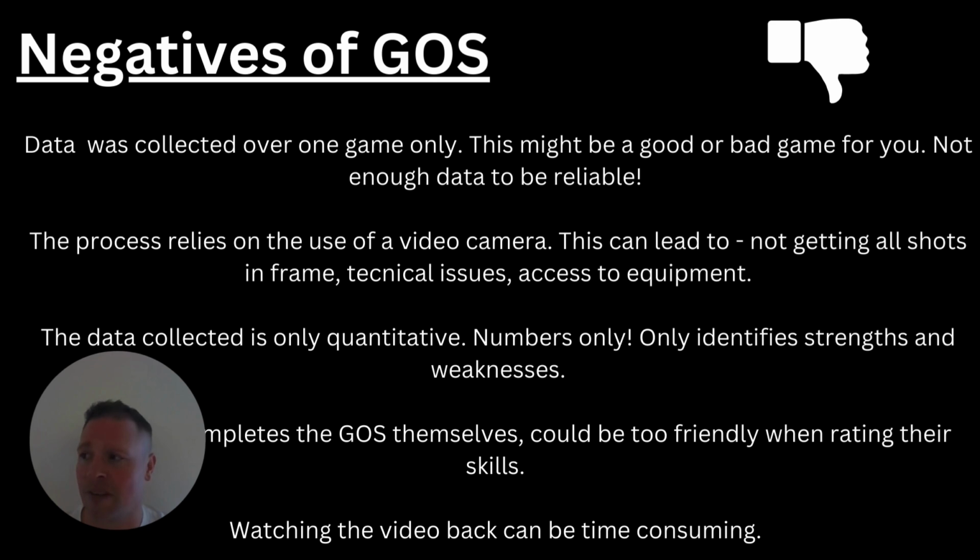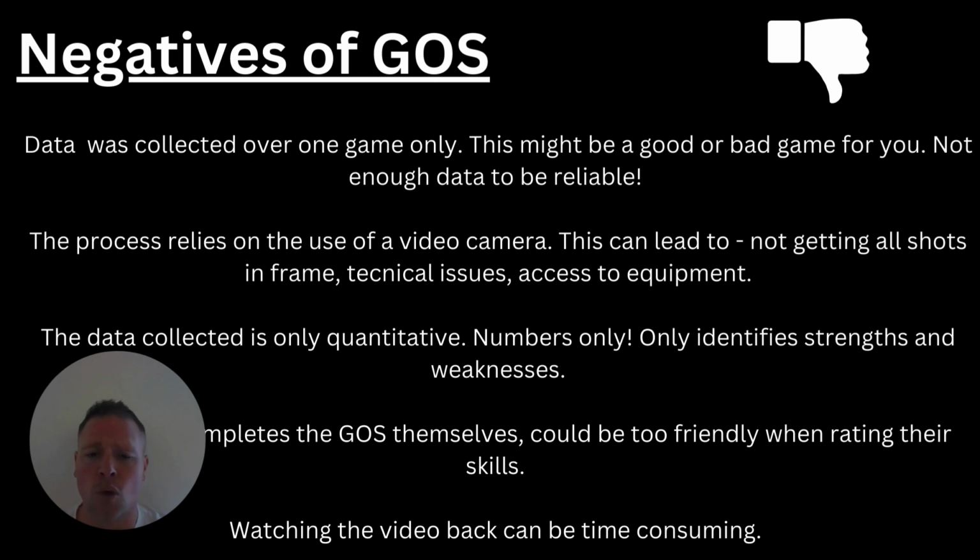The process relies on a video camera. Now, we all know technology can sometimes go wrong. This might have a few different issues. So, some of the negatives is you might not get all of the shots in frame. The cameraman or camera woman might miss some of your shots. There might be technical issues where actually, and this has happened a few times to us, where it runs out of battery or somebody drops the camera and it stops working. And also, it might be quite difficult actually to get a camera. Sometimes not all schools have this access to this kind of equipment. Therefore, it can definitely be a negative that a video was required in the general observation schedule.